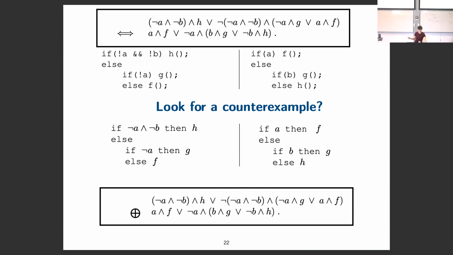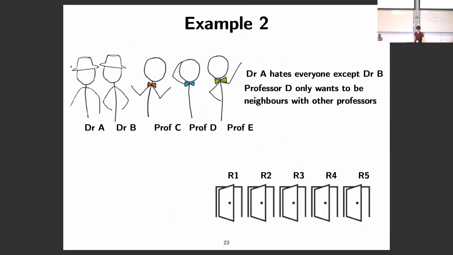So that's an example of a propositional formula. I'm going to give you another example. Allocating professors to rooms. I used to be a university administrator before I started my PhD. So let's suppose that we've allowed the professors to have opinions on the rooms that they're in, which you should never do. So Dr. A hates everyone except Dr. B. So he only wants to be next door to Dr. B. And Professor D, who is clearly not very nice, only wants to be neighbors with other professors.